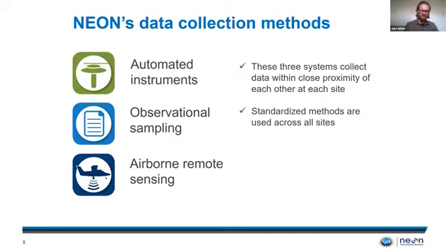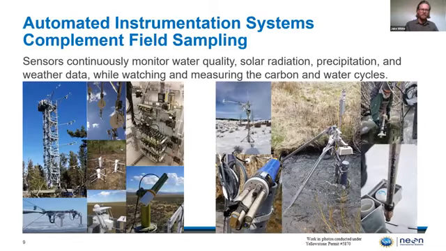Next slide, Jarrett. So the automated instrumentation systems complement our field observation sampling. These are sensors that, like I said, are continuously out in the field collecting data. They collect water quality data, solar radiation, precipitation, and weather data, while measuring carbon and water cycles and uptake through the system. On the left is our terrestrial instrumentation system, which is our tower.